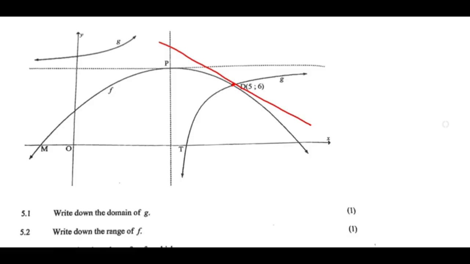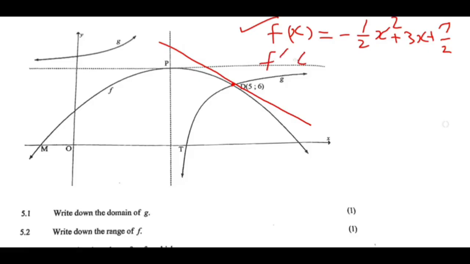Now must remember, we need to find the first derivative because this f of x we got here. F of x equation we have negative 1 over 2 x² plus 3x plus 7 over 2. So this is our f of x. So I need to find the first derivative of f of x. It's going to be f prime of x is equal to negative x plus 3. I apply the first derivative, I differentiate with respect to x.